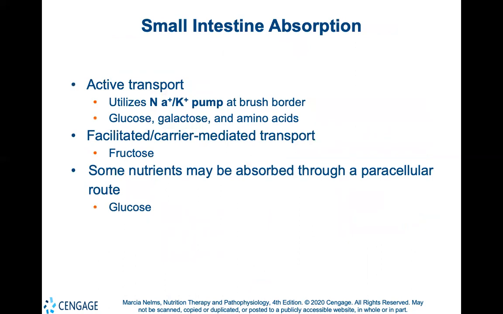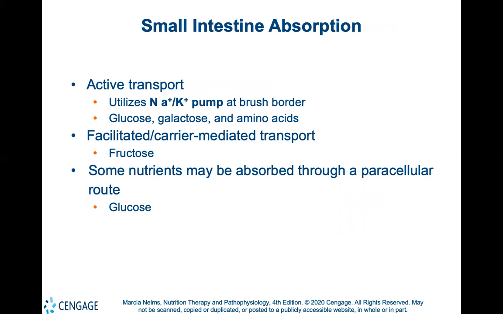The anatomy of the small intestine is uniquely constructed to accomplish maximum digestion and absorption. Absorption of end products of digestion occurs primarily through active transport and may utilize the sodium and potassium pump system at the brush border. Glucose, galactose, and amino acids utilize this type of absorption mechanism. Fructose uses facilitated carrier-mediated transport as its absorptive mechanism and is affected by the presence of glucose, amino acids, and the total amount of fructose.